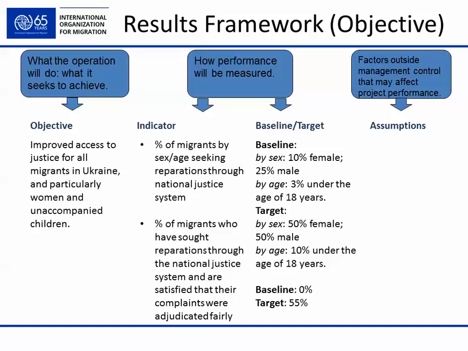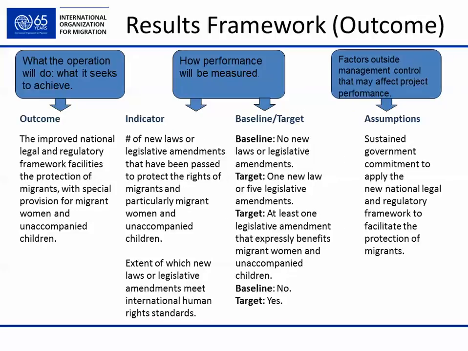So this percentage was 0 at the beginning of the project, and at the end of the project, around 55%. I think it's clear. We have no assumptions here because this is the most senior level of project result. Results framework example for outcome.